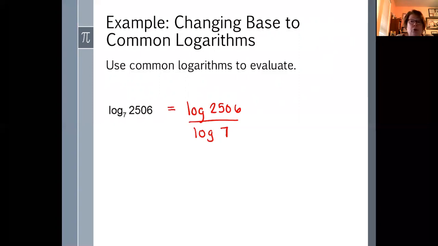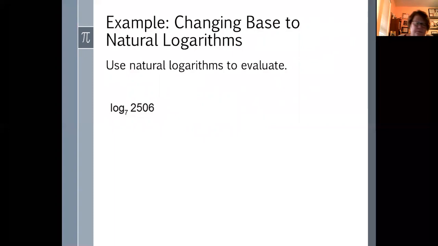You could also use the natural log, and we're going to go to our calculator here shortly, and I'm going to show you that you get an equivalent value. You could use the natural log. So this would be the natural log of 2,506 divided by the natural log of 7. Whatever decimal value you get for this, that's the approximate value that you'd raise 7 to get 2,506. So I'm going to share my calculator, and we're going to show you how to do this calculation.